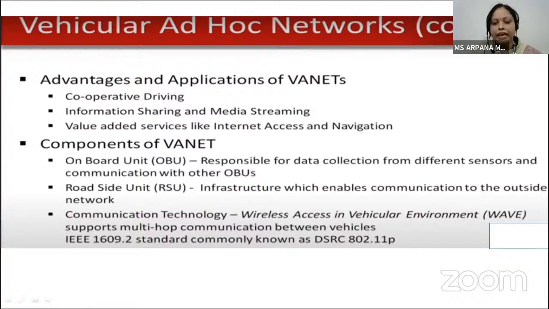Communication technology, wireless access in vehicular environment, that is known as WAVE. So WAVE is definitely used in the case of wireless ad hoc networks. This is wireless access in vehicular environment. WAVE is a very interesting research area. Lots of papers have been published on wireless access in vehicular environment.